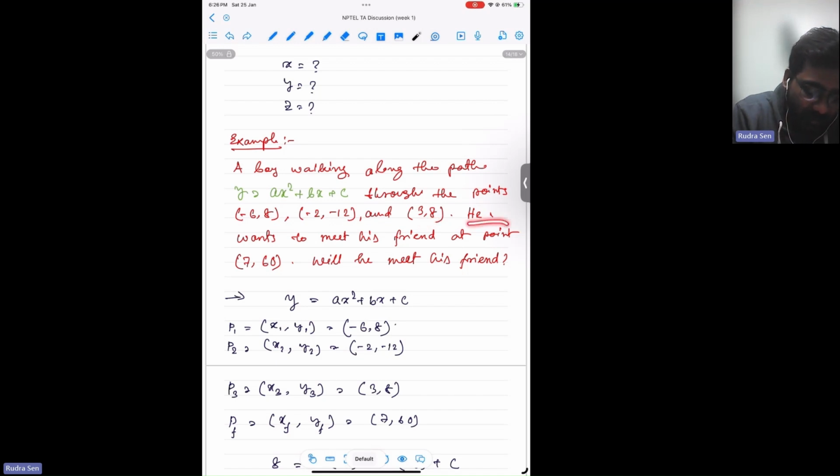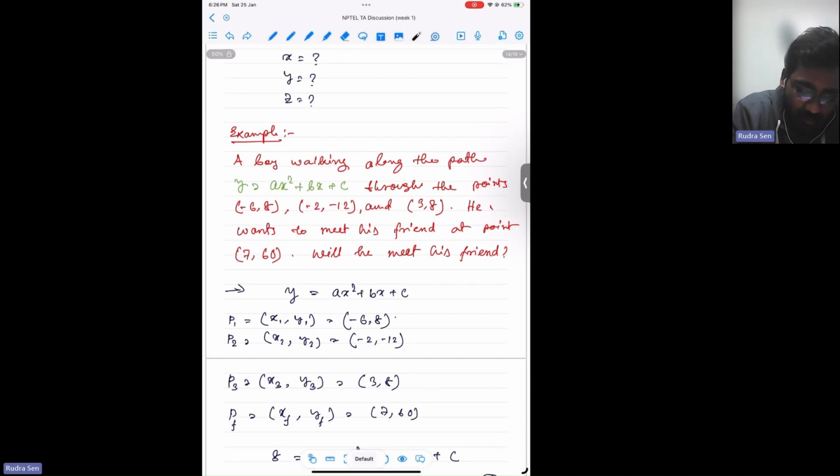So he wants to meet his friend at point 7, 60. So this is the coordinate point where his friend is basically waiting for him. So the question is, will he meet his friend? Is it possible for that boy to meet his friend or not?